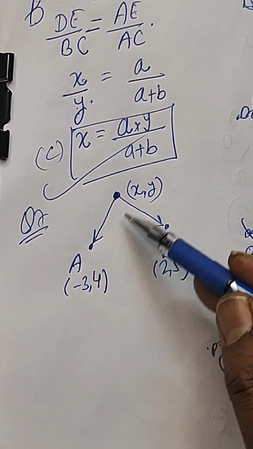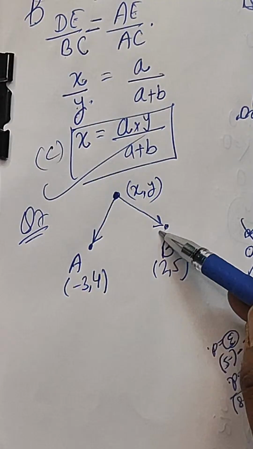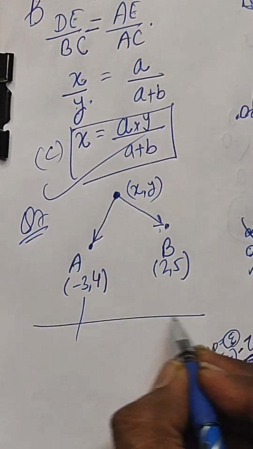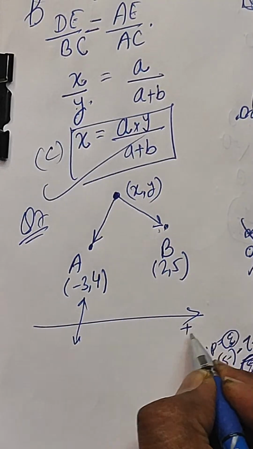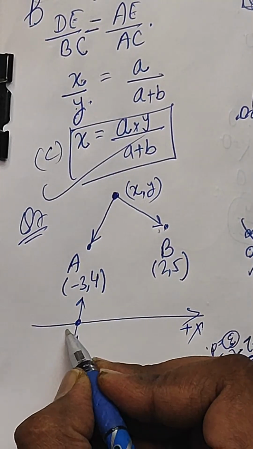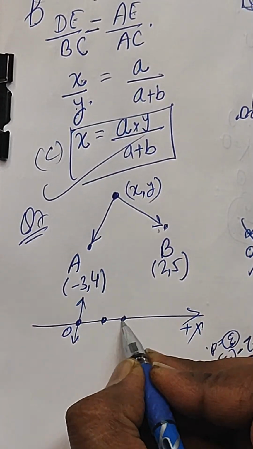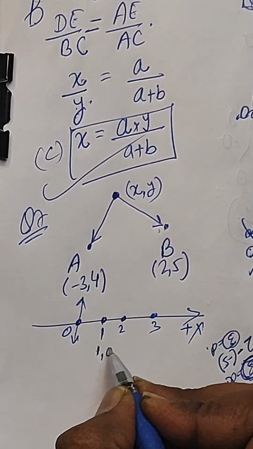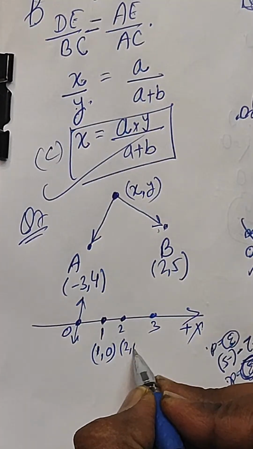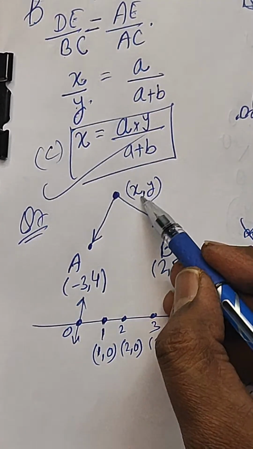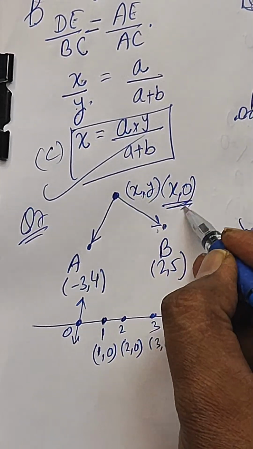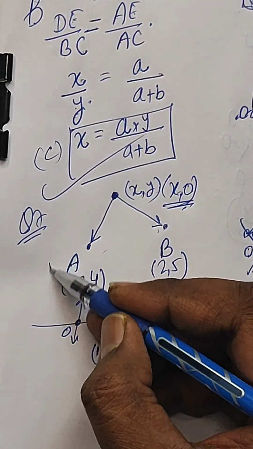Then when you form the equation, it will be two unknowns, but it's given that the point is on the x-axis. So on the x-axis, what will happen? On the x-axis, y coordinates are always 0, right? Here 1, 2, 3 like that. Then the coordinates are x is 1 and y is 0 at this point. Here 2, 0, 3, 0. So here we can do one thing. Instead of x, y, we can assume x comma 0, right?